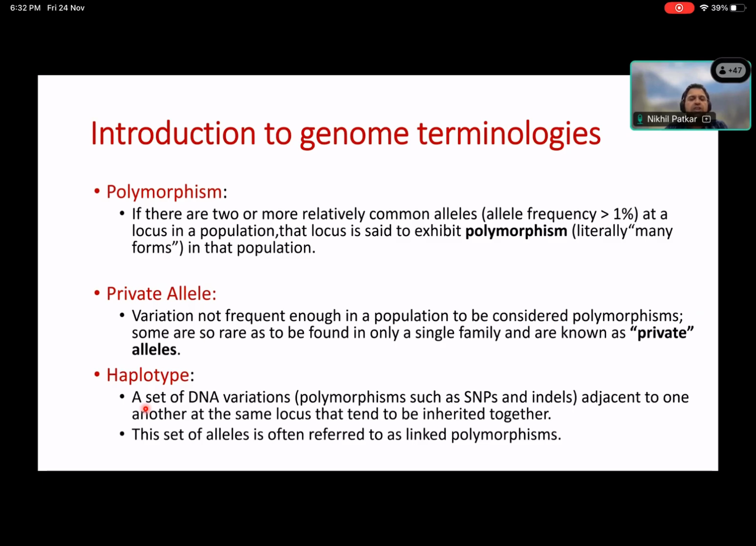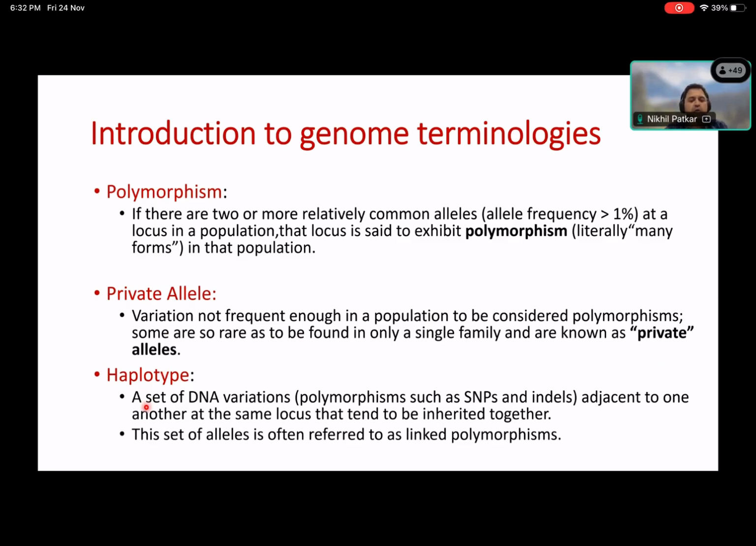If there are two or more common alleles at a frequency of more than 1%, this particular locus exhibits a polymorphism, or many forms, in a population. But as you know, Indians as well as many communities marry amongst their own communities or their own caste or religion, and they can have alleles which are then replicated in their particular population. These variations, which are not frequent enough in the wider population, are known as private alleles.